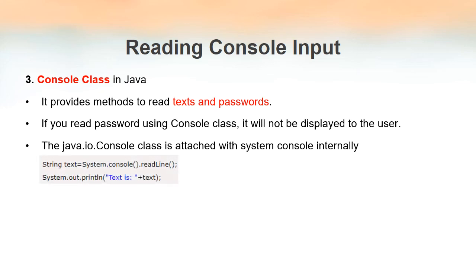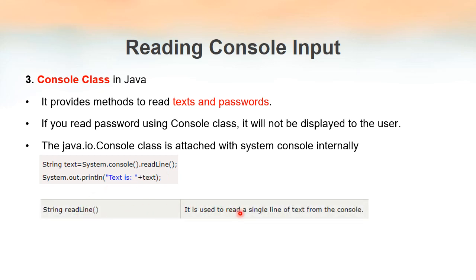So in this example, I have used a string variable named text, and see how we are using the Console class. System.console is a factory method of the class Console, and then readLine. This is actually a method inside the class Console. It is used for reading a text.